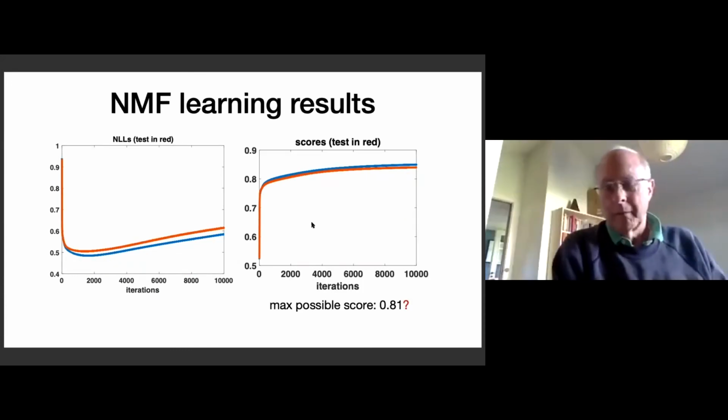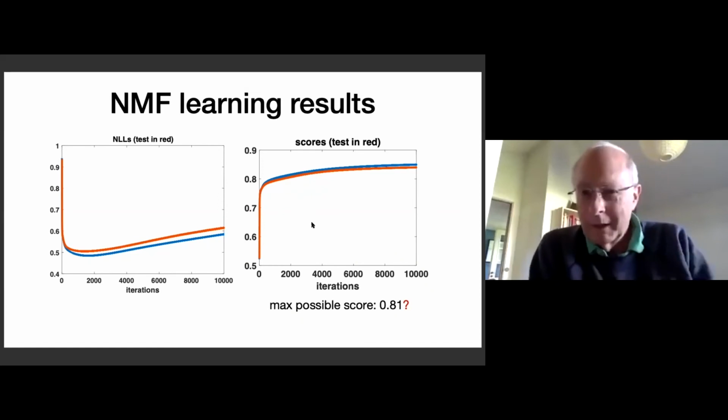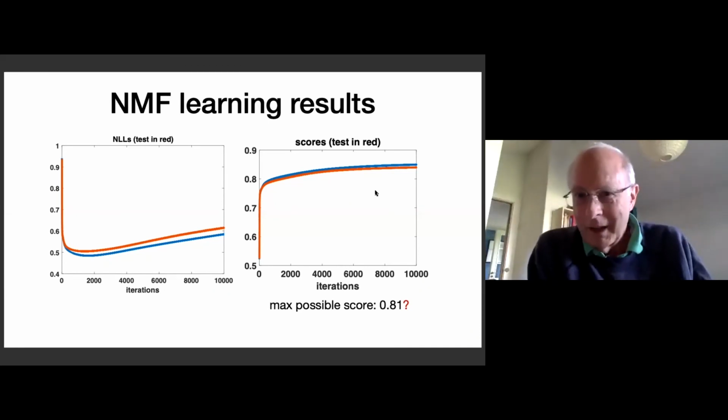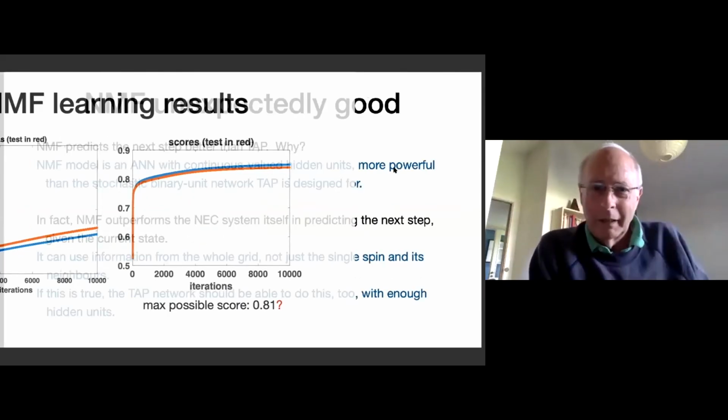So, because of the time, I'll go through this quickly. We did the same calculations for the naive mean field theory, ignoring the TAP terms. And the at first paradoxical thing is that you see that the scores are actually better than they were for TAP. So what's happening?